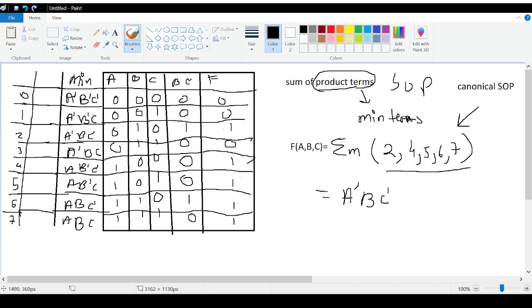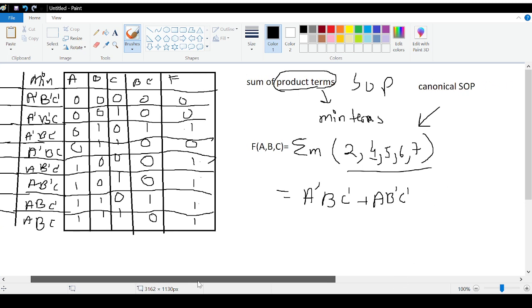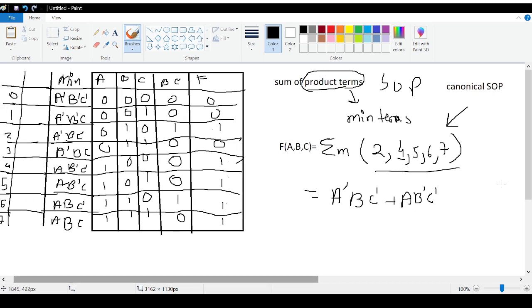Then for number 4, A, B bar, C bar. Then for 5, A, B bar, C. Then for 6, A, B, C bar. And the seventh, last, is A, B, C. So here we found the equation.